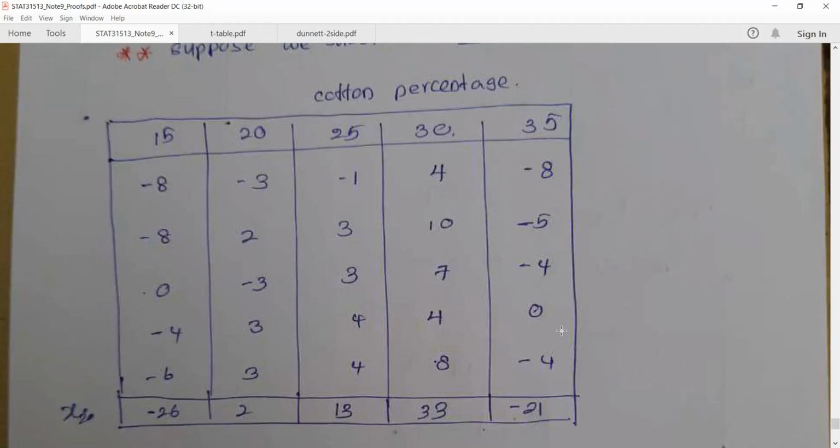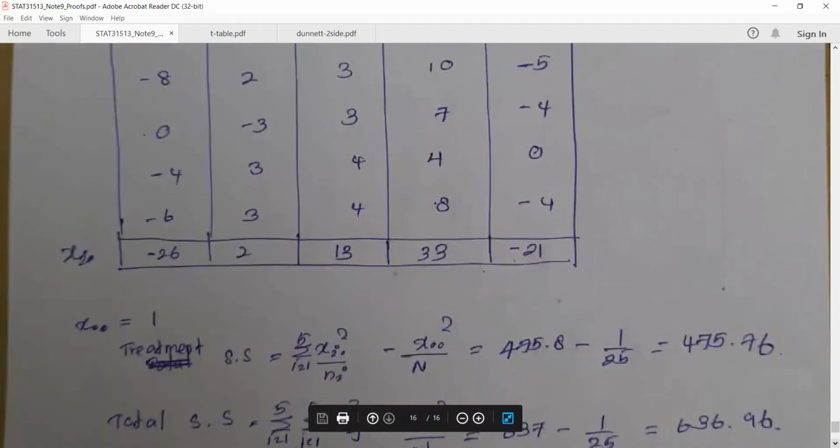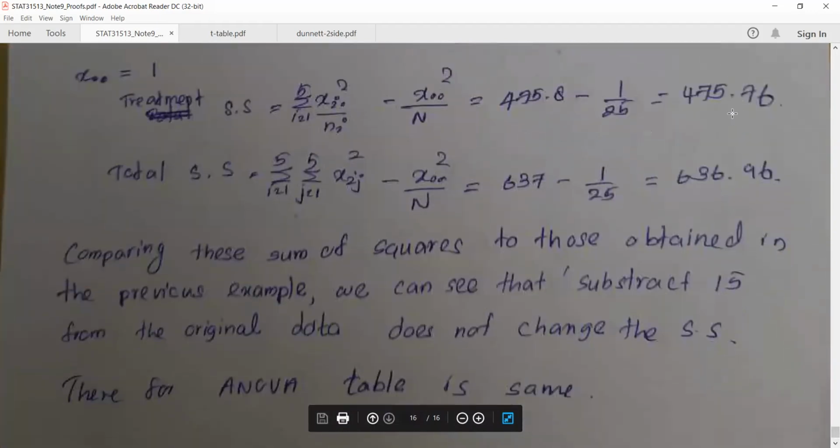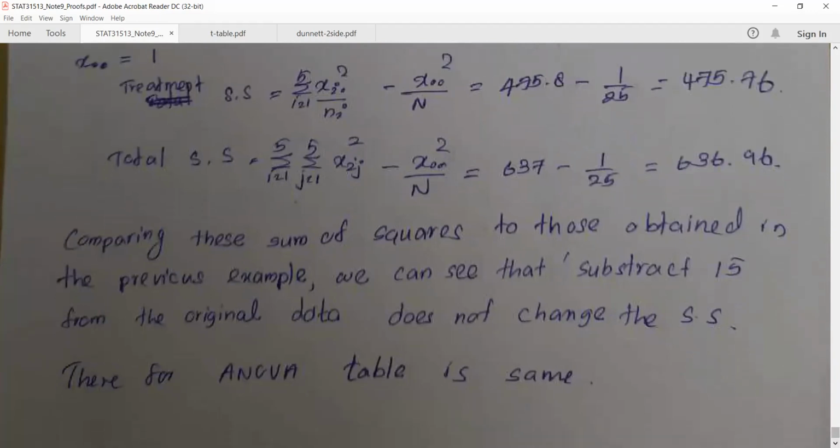Then you can do the same calculation for these coded values, and you will see you get the same results. You get the same results for the treatment sum of squares and the total sum of squares. You can get the same conclusion, so you get the same Anova table.